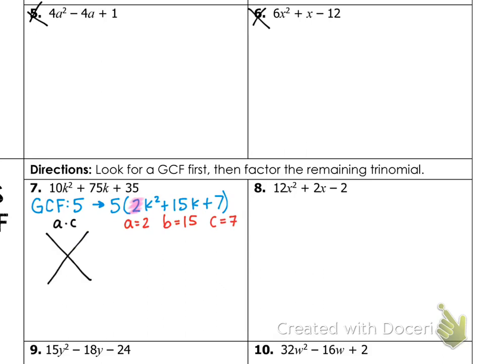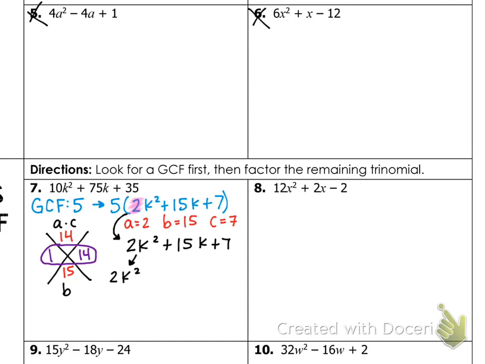Now we're going to label A, B, and C. Draw your X. A times C goes on the top, B goes on the bottom. A times C is 2 times 7, and B is 15. So 2 times 7 is 14, B is 15. Well, 1 times 14 is 14, and if we do 1 plus 14, that's 15, so that's our answer here. Now, ignore this at first. You want to put this in your final answer, but we're just going to rewrite this equation down there.